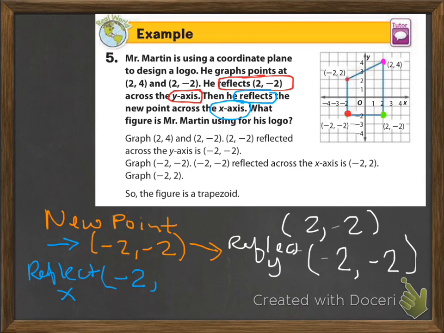Then the negative 2 becomes positive 2, because that is the opposite. So now we want to go ahead and graph the negative 2, so we go back 2 and we go up 2, and we will get what is now my blue spot, or blue circle or dot. So now you can see that the shape that he is making is a trapezoid. So you would want to write trapezoid.